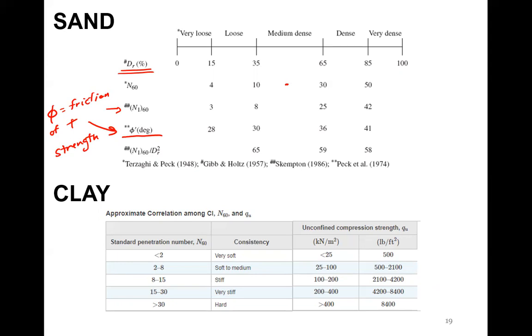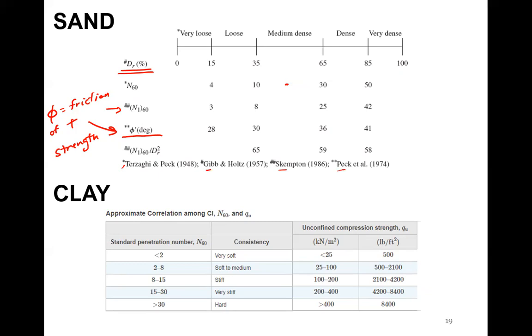So if we can just do this one test, the SPT test, get an N value, correct it, then we can at least estimate and get an idea of the strength of this sandy soil using charts like this, shown by these guys, Terzaghi, Gibbs, Holtz, Skempton, Peck, all these researchers who have done this research and are still continuing to do research correlating the field test to the actual strength tests.